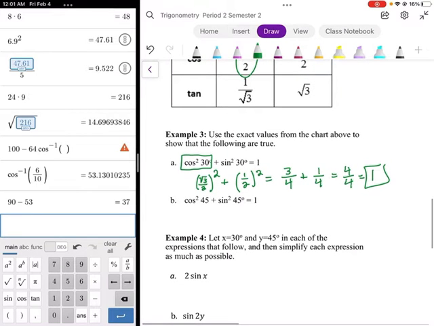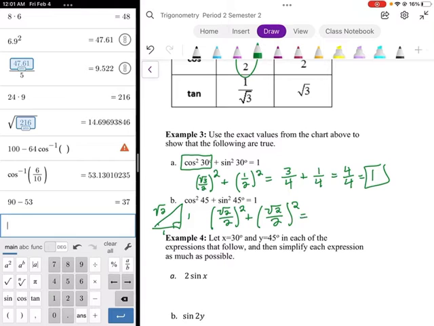Then we'll do the same thing for cosine of 45 and sine of 45. And that one's not on our table, but if we do the cosine of 45 and sine of 45, we will get the same thing. So it'll be the square root of 2 over 2 squared plus the square root of 2 over 2 squared again, which will be 2 over 4 plus 2 over 4. Showing that this one is also true.